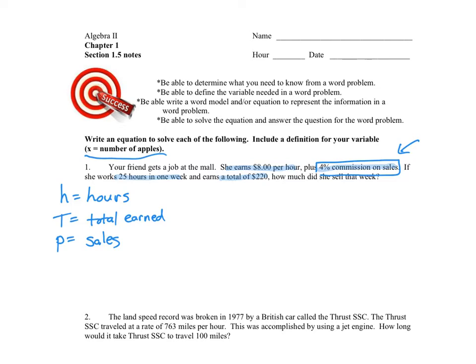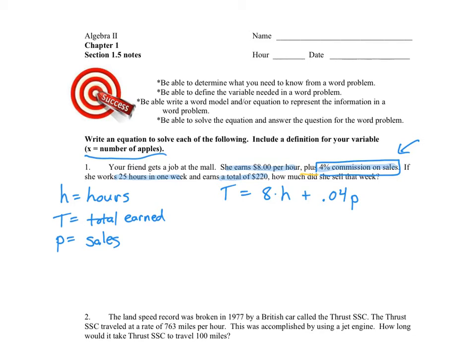So how this works is this total money is made up of the hourly rate. So if you earn $8 per hour, it'll be $8 times the number of hours. So 8H. So if you work 10 hours, you get $80. And then plus 4% commission. So 4% will be written as 0.04, 0.04 times P, because P is our sales. So the total earned is 8 times H plus 0.04 times P, because that commission is 4%.